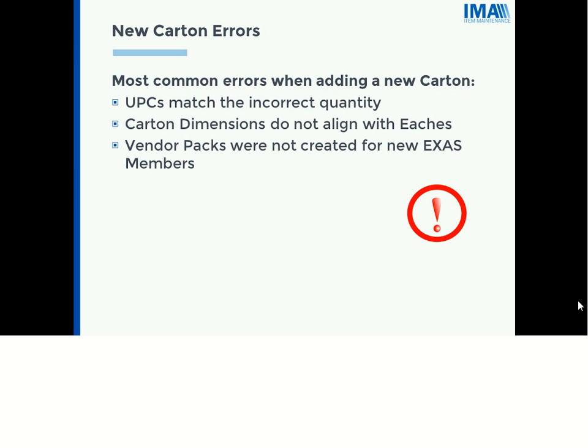Third one would be that vendor packs were not created for the new excess members. So if you're adding on to an existing configuration, you're not just doing another option for the configuration, but you're actually adding members to an existing assortment. Those added members not only need new cartons, but they also need new vendor packs.